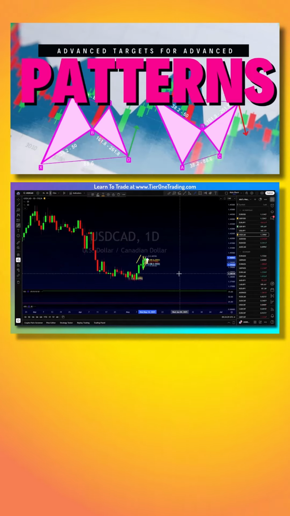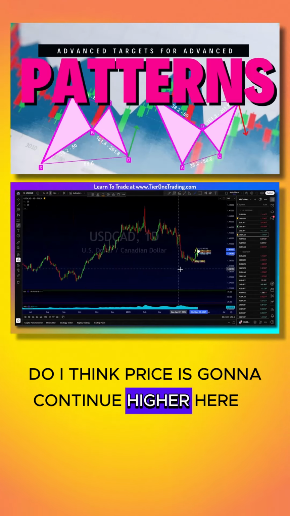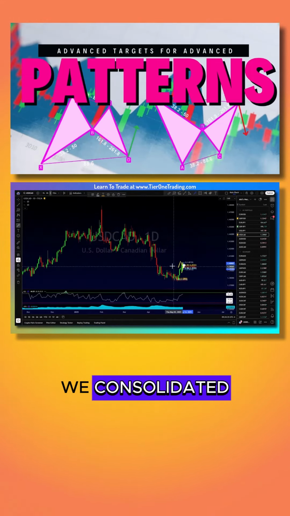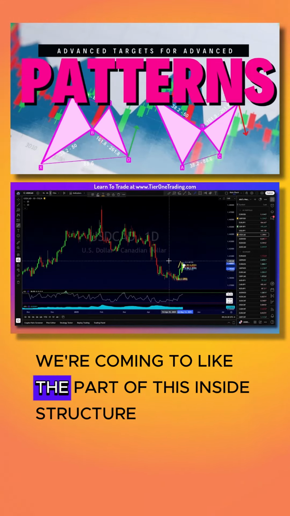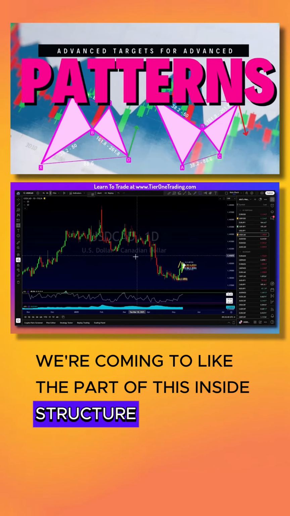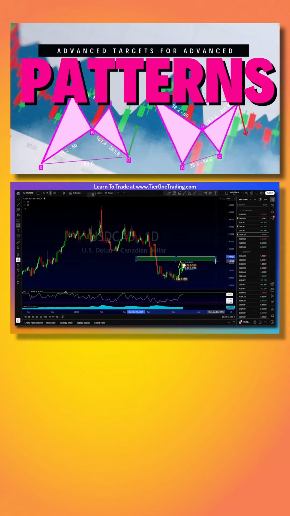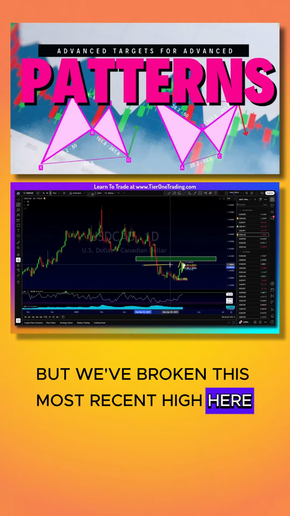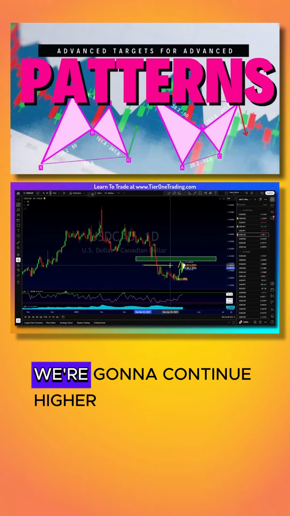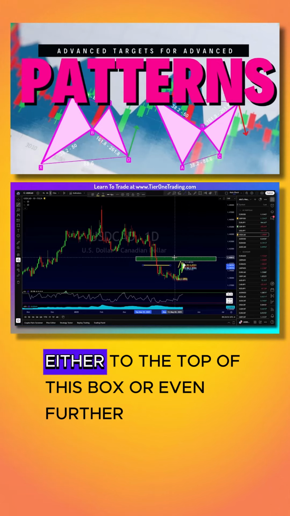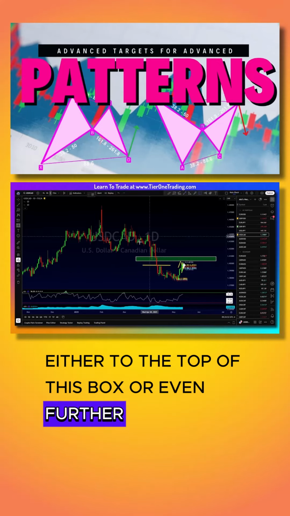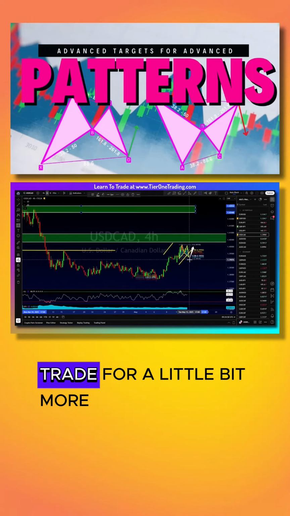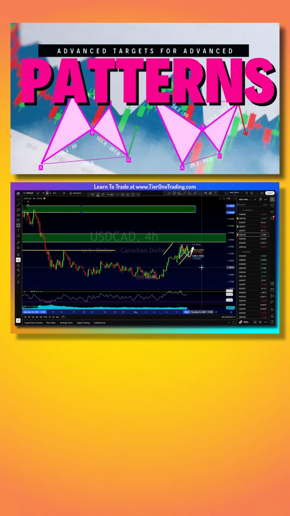frame projection? Do I think price is going to continue higher here on the dollar candle? Here's a look at the daily, right? We came here, we consolidated. We're coming to the part of this inside structure, but we've broken this most recent high here. And if you're someone that thinks we're going to continue higher, either to the top of this box or even further, this may be a situation where maybe you hold on to this trade for a little bit more, right?